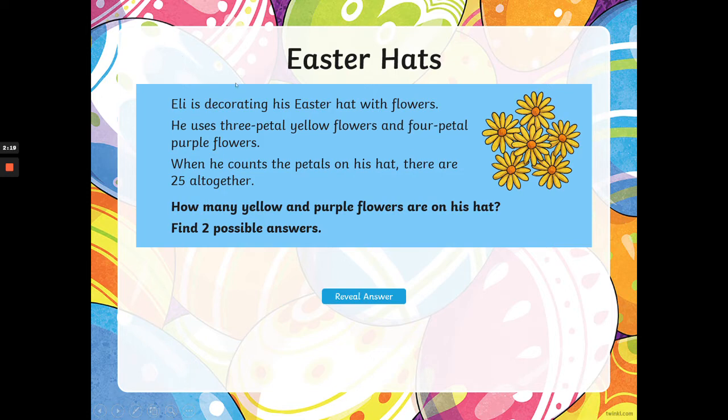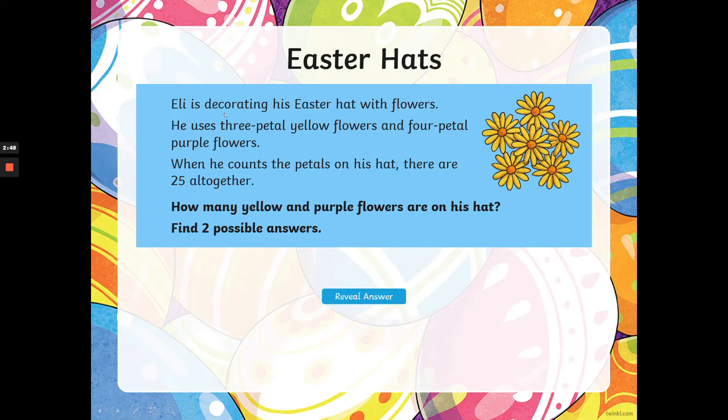So Eli is decorating his Easter hat with flowers. He uses 3-petal yellow flowers and 4-petal purple flowers. When he counts the petals on his hat, there are 25 altogether. How many yellow and purple flowers are on his hat? Find 2 possible answers. So remember, there's 25 petals altogether on his hat.